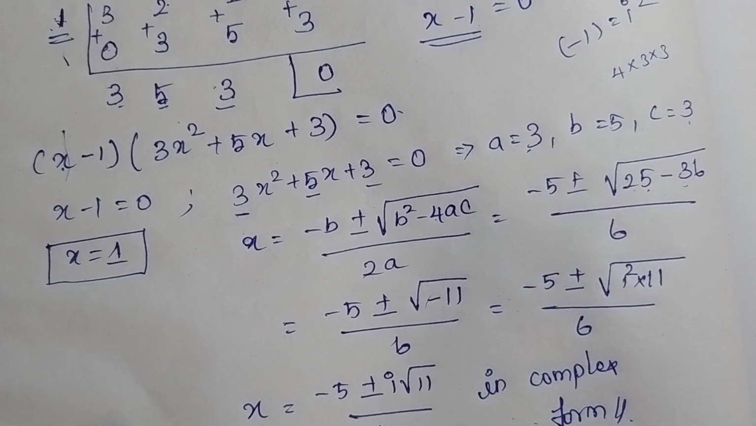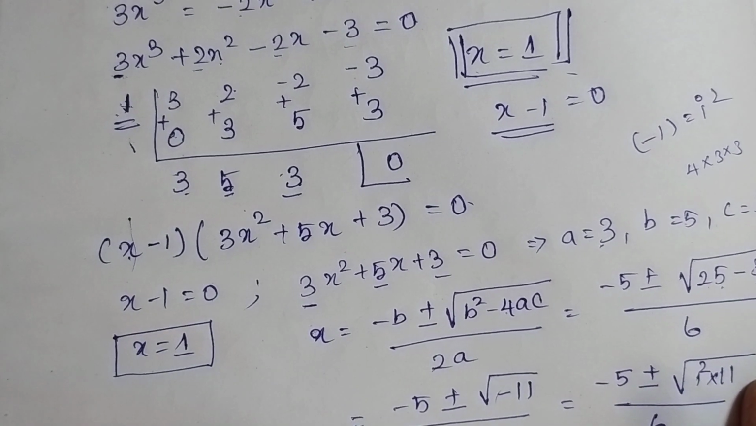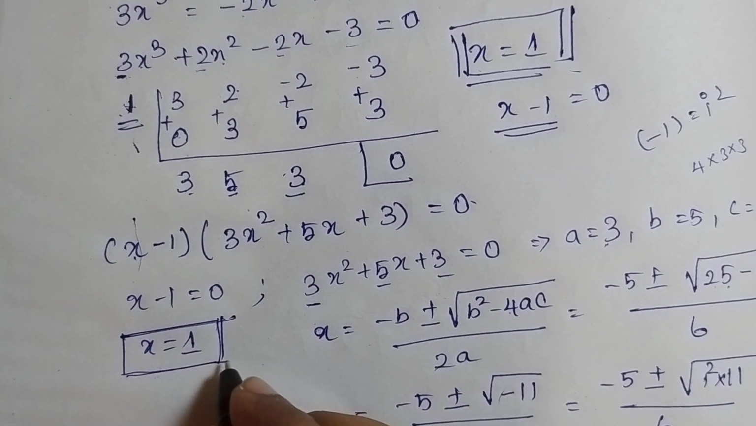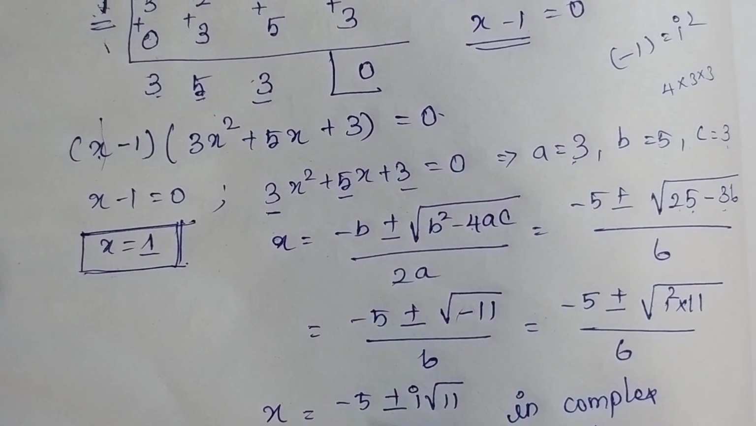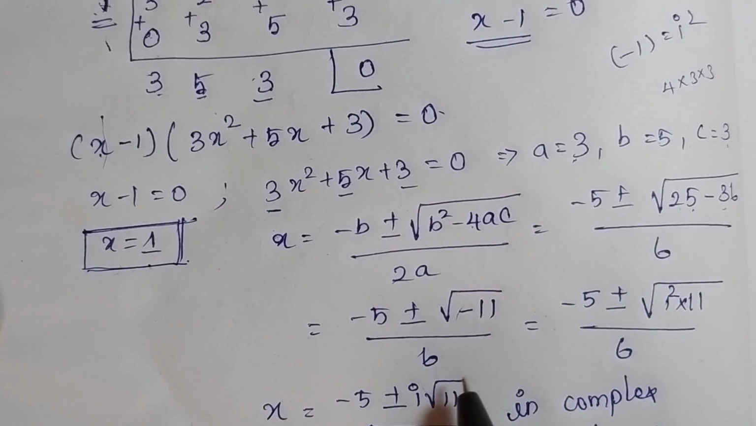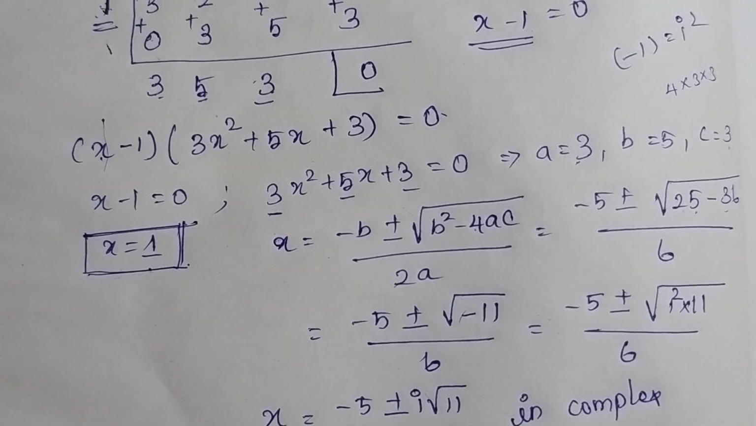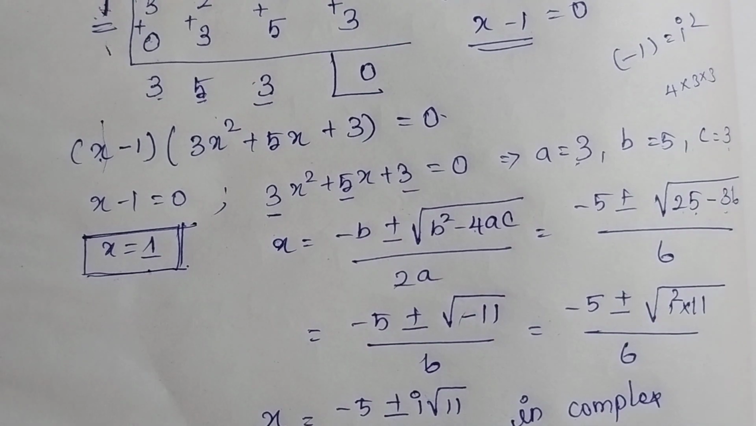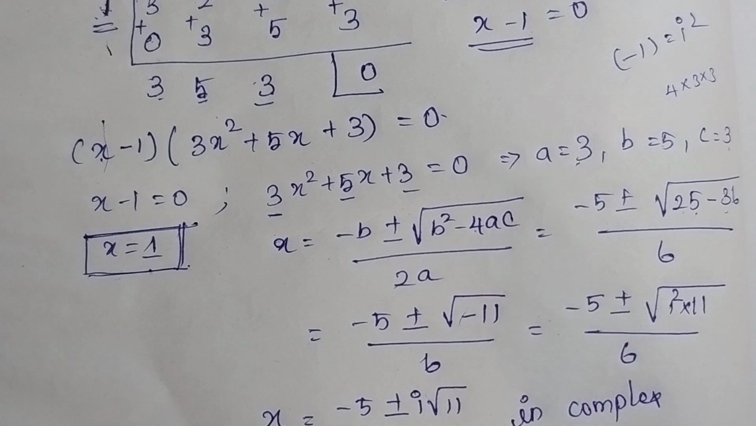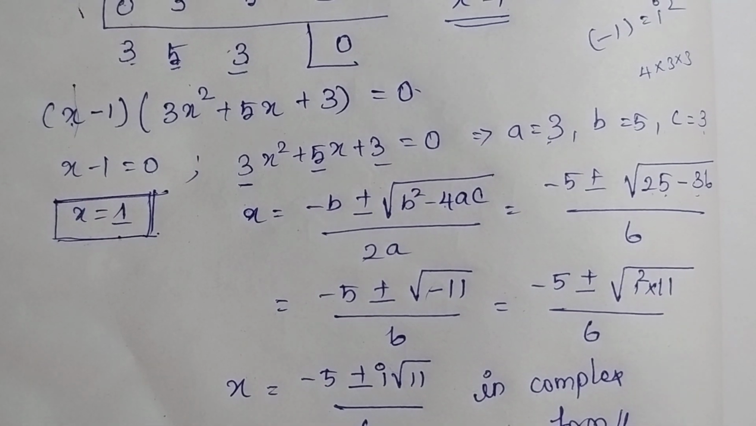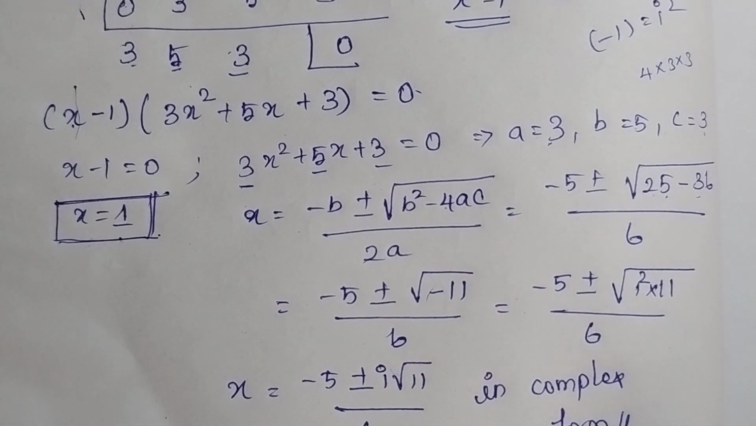We can't consider this as an answer. So x equal to 1 is the answer for this equation. Okay, we found the values of x: 1 and minus 5 plus or minus i root 11 over 6. If this question is asked as an MCQ, and you see the option 1, then that's the correct answer. If it is asked as a 5 mark or 10 mark question, then you need to conclude that this complex number also needs to be found, so this is also considered as an answer for the higher mark questions.